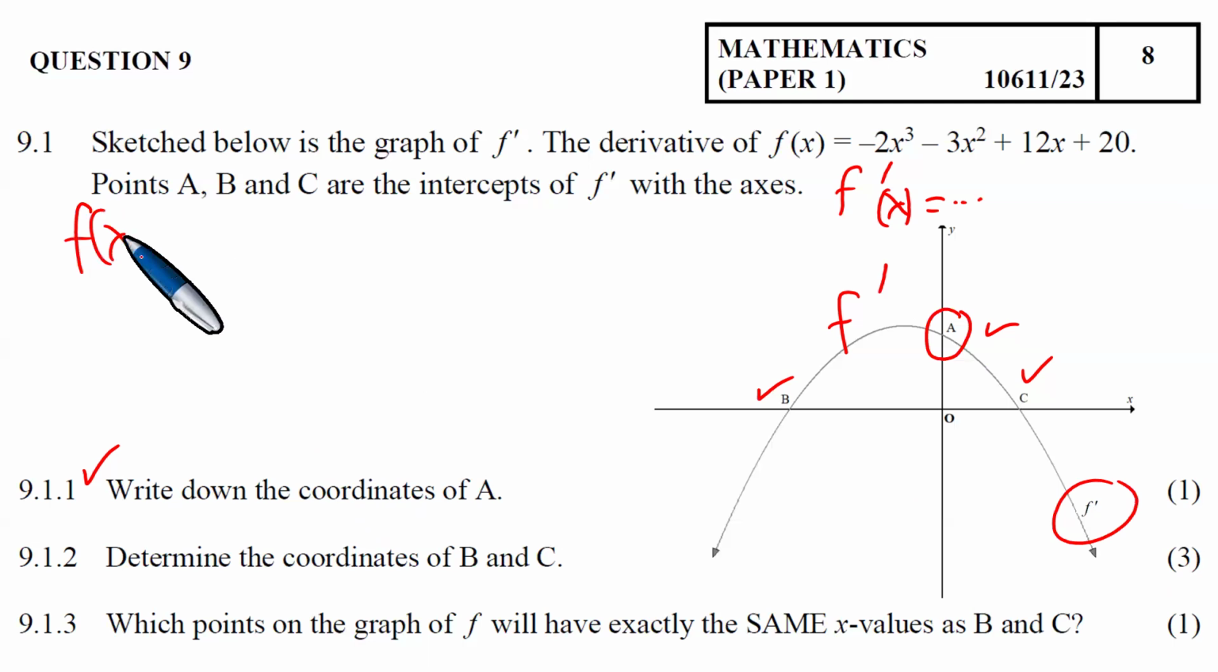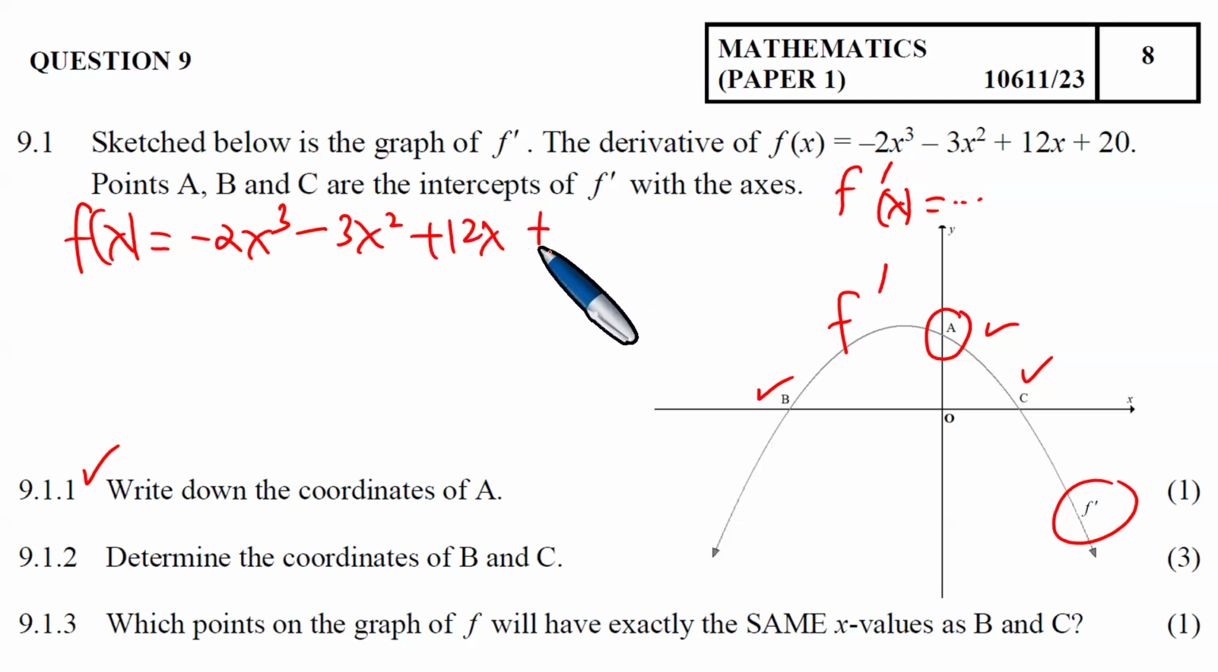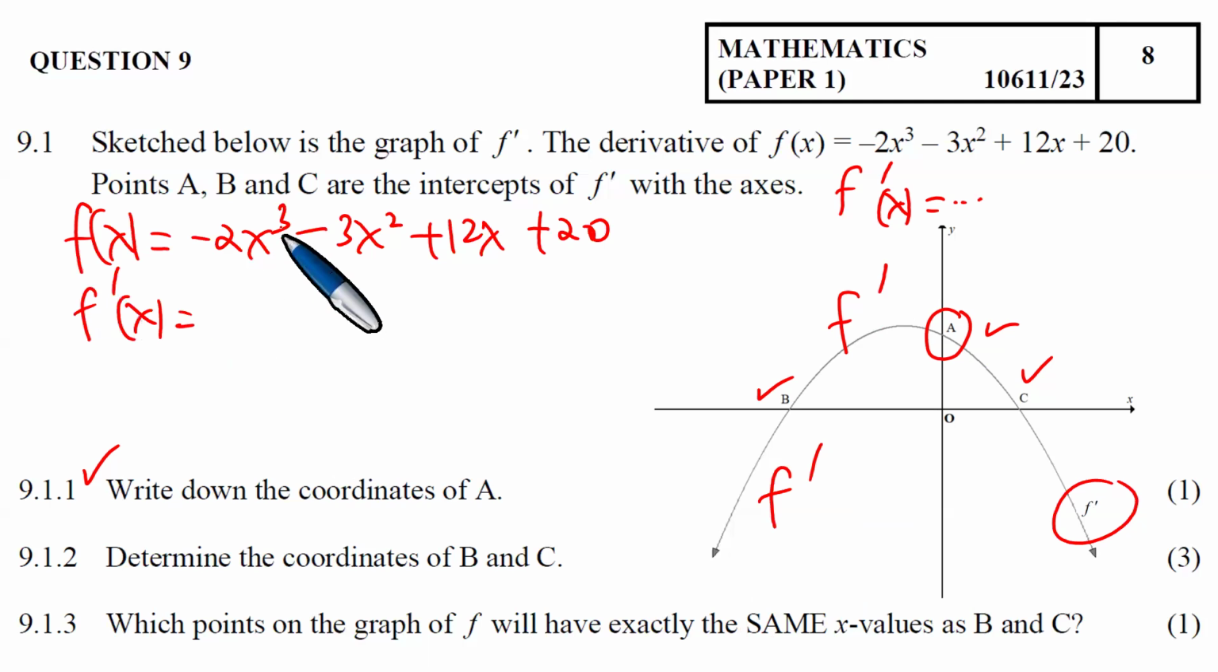So f of x is minus 2x cubed minus 3x squared plus 12x plus 20. Are we together? Right. And then now this graph is the graph of the first derivative, f primed. So you must get f primed of x. And then you need to multiply 3 with minus 2, getting minus 6x squared. 2 times minus 3 is minus 6x. The derivative of the 12x is exactly 12. All together.